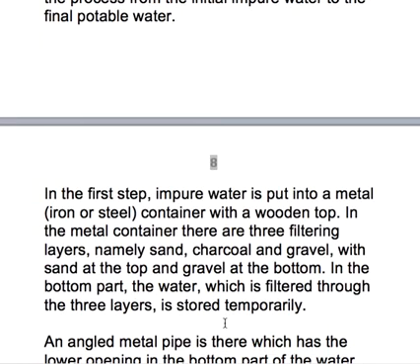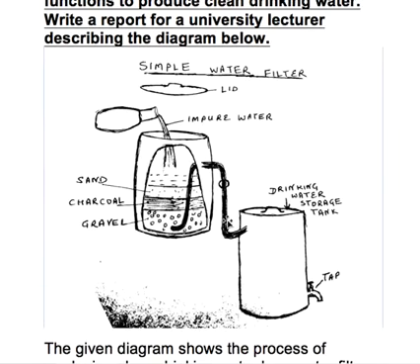Then in the first step, impure water is put into a metal container with a wooden top. So impure water is put. Now "is put" is the passive voice. Impure water is the object. So it is put into a metal container, which can be made of iron or steel, with a wooden top. So here you can see this is the impure water, and this is put in this container. This is a metal container and this is the lid.